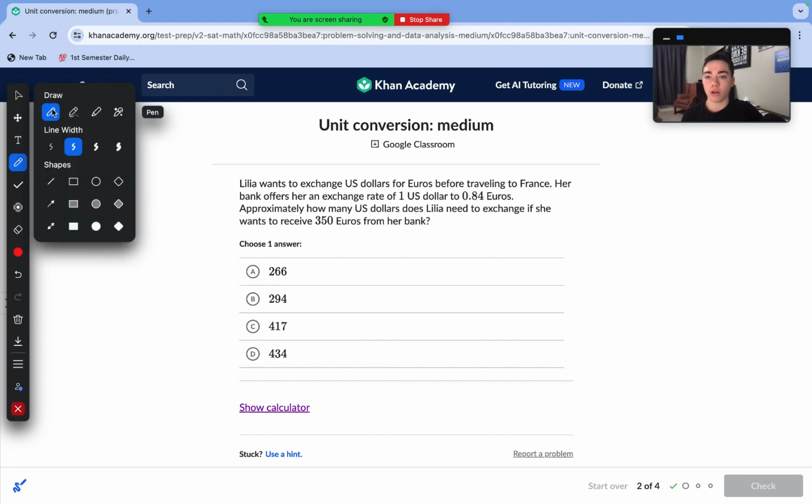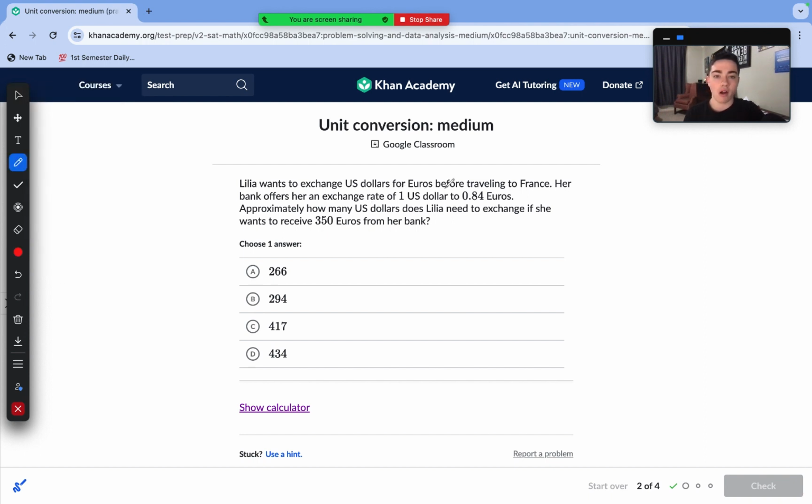So Lilia wants to exchange US dollars for euros before traveling to France. Her bank offers an exchange rate of 1 US dollar to 0.84 euros. Approximately how many US dollars does Lilia need to exchange if she wants to receive 350 euros from her bank? Of course, here we have our unit rate, which we can use to set up a proportion with this amount to find the amount of US dollars needed to receive 350 euros.